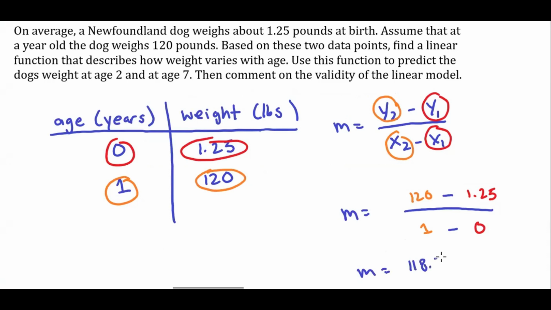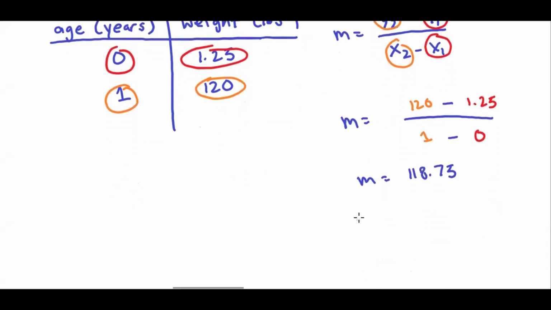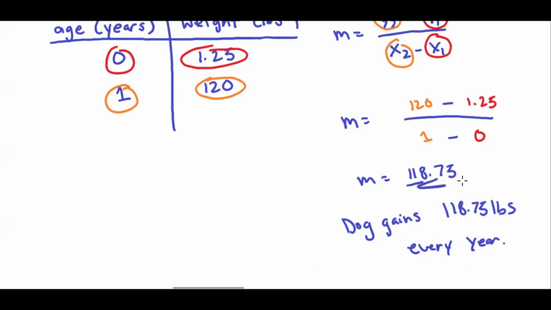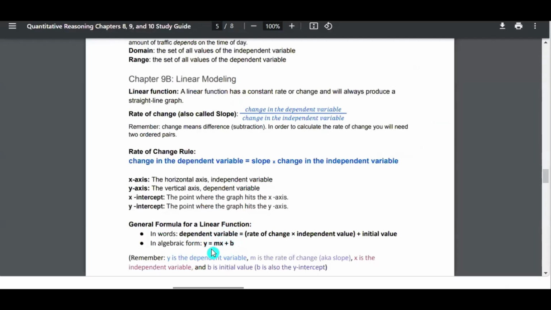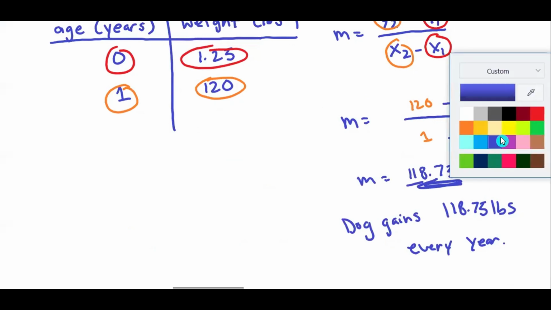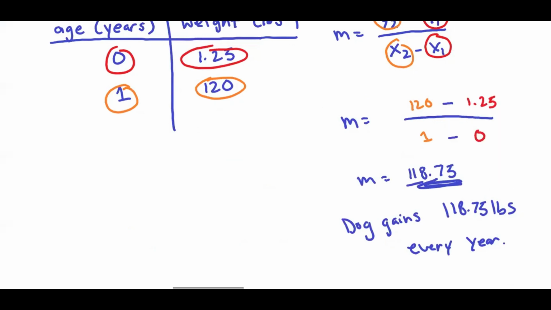118.75. Now what this means in words, because we took the difference in the weight and divided by the difference in the years, we have a positive number here, so the dog is gaining 118.75 pounds every year. Alright, so that's what our slope is. So with this information, we can go ahead and create the function, the y equals mx plus b. Now in words, it's the rate of change times the independent variable plus the initial value. We have been given an initial value. Remember, the dog's initial weight when it was born was 1.25 pounds. Let's put this all together.